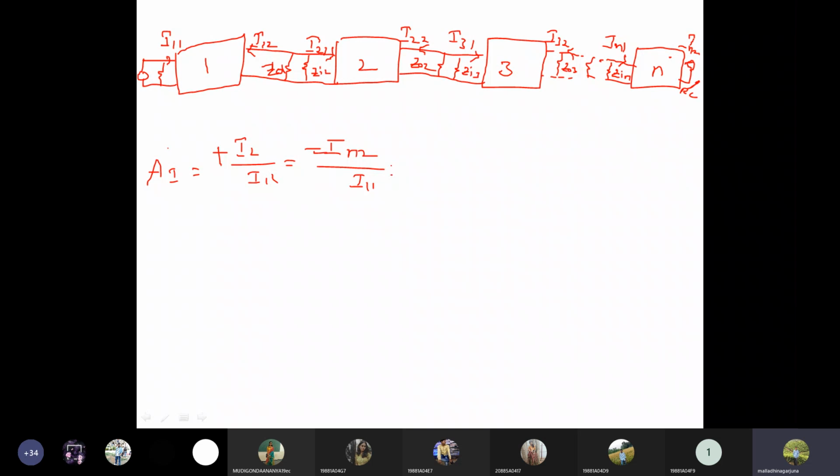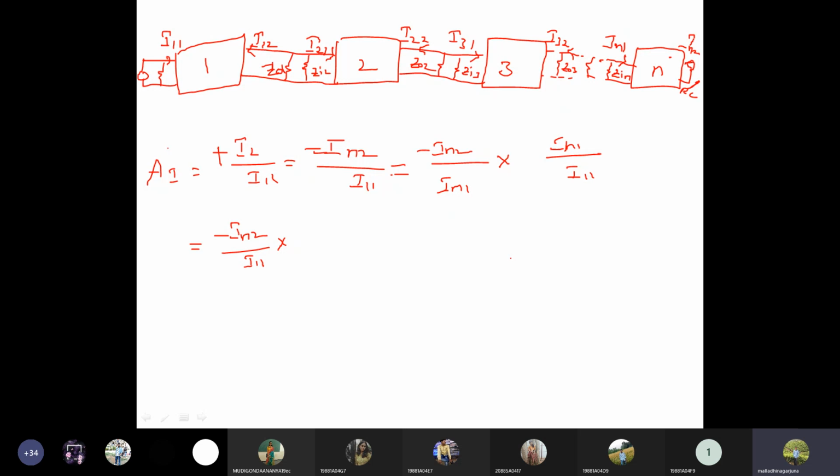So this expression you can expand: minus IN2 divided by IN1, into IN1 divided by I11. This you can expand. So IN1 cancels, and you will get the previous equation. So that is equal to minus IN2 divided by IN1 into... Here we cannot write IN1 equal to IN minus 1, why? Because in the shunt connection the current will vary.